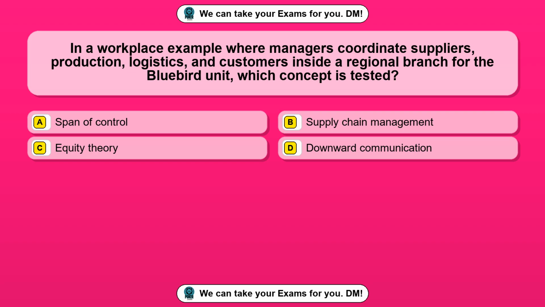Option A, span of control. Option B, supply chain management. Option C, equity theory. Option D, downward communication. The correct answer is option B, supply chain management.